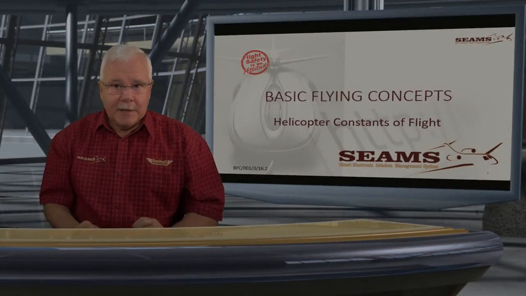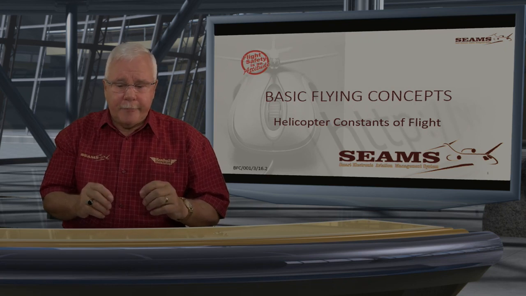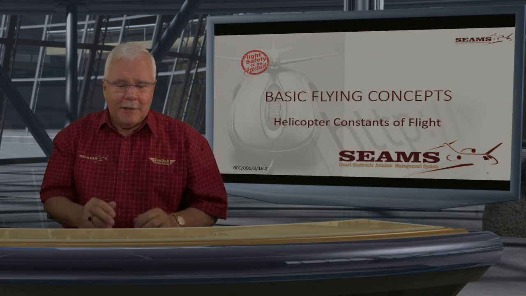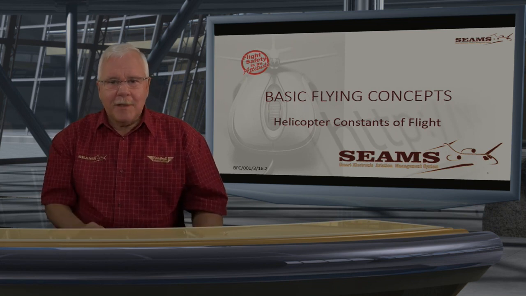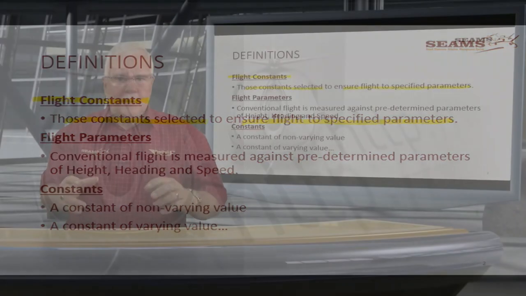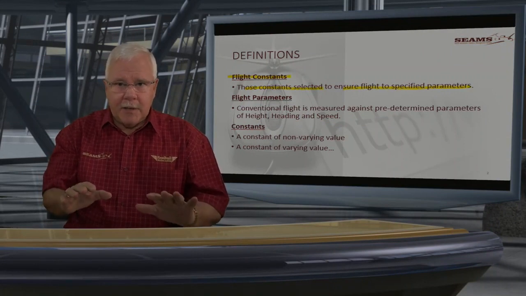And this time around, I'm going to breach a topic which many people will not be used to, but I needed something just to define the constants that we are seeking while we are flying. So bear with me. I think this will just make it a little bit easier. But let me give the definitions first. Flight constants: those constants selected to ensure flight to specified parameters. My goodness, specified parameters. So let's just get it right there in the beginning.